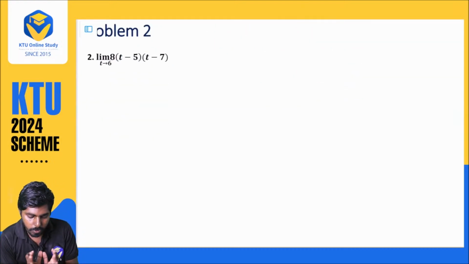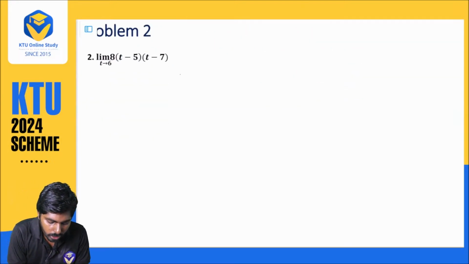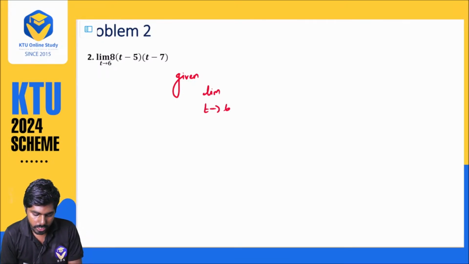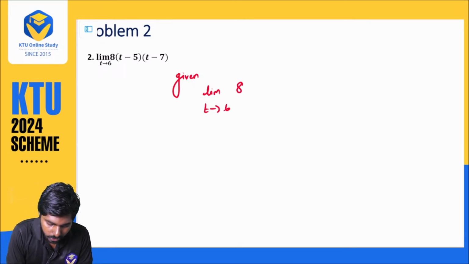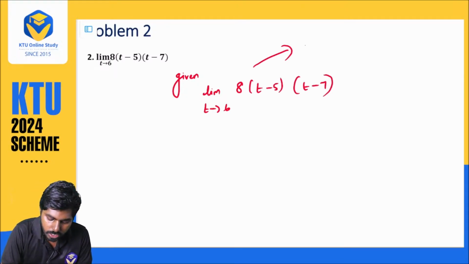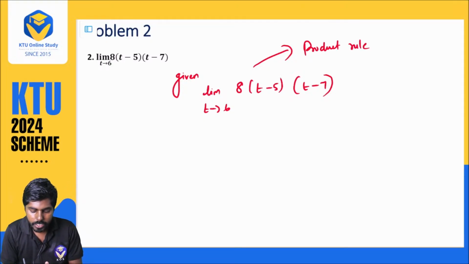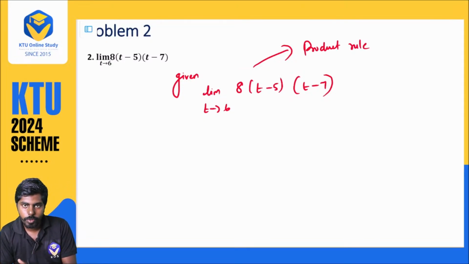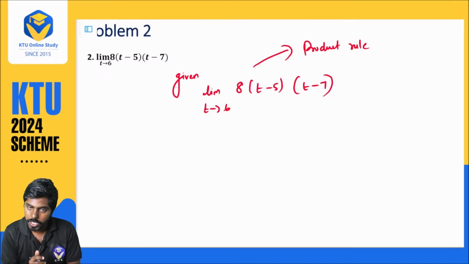It is a very simple problem. What is the thing they have asked? Given limit t approaches c, 8 into (t minus 5) into (t minus 7). So we know this is the product rule, because it is multiplication. 8 into bracket, 8 into bracket, that is multiplication, bracket means multiplication.